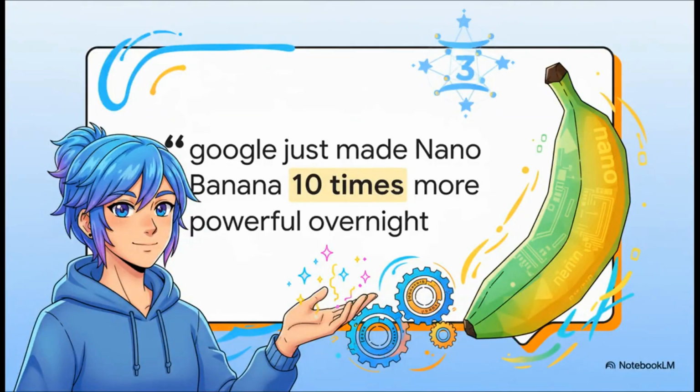The reason for this crazy jump in power? It's called Nano Banana Pro. It's a totally new version, and it's running on Google's new Gemini 3 model. And because of that, it can do things that were just impossible before. We're talking about opening up some seriously powerful, real-world uses for businesses and creators like you.